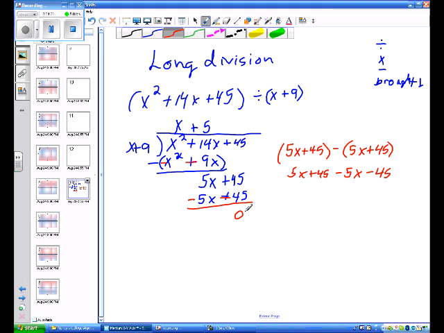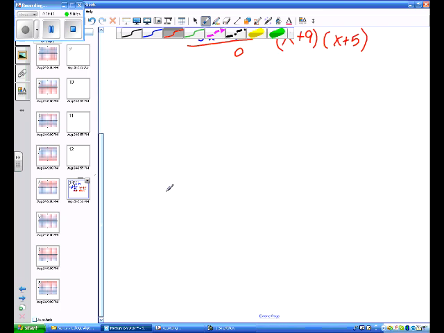Now, it's going to be special whenever you get 0 as a remainder. That means that your divisor was a factor and your quotient was also a factor. So this one was factorable, and we could have had it factored as x plus 9 times x plus 5. It's going to be special to us when our remainder is 0. Well, let's look at another one.